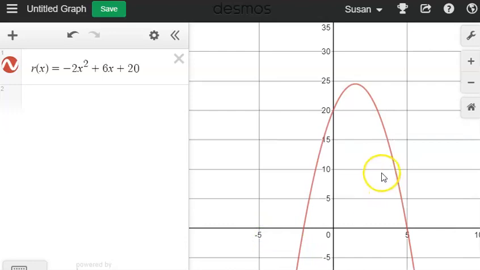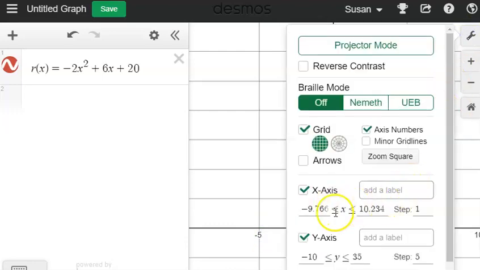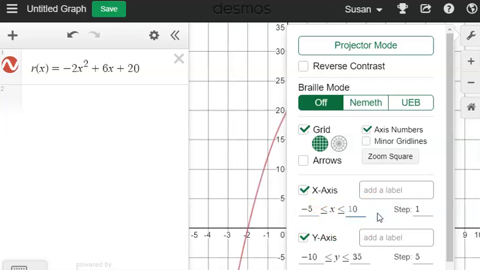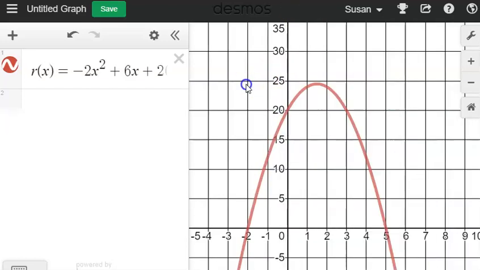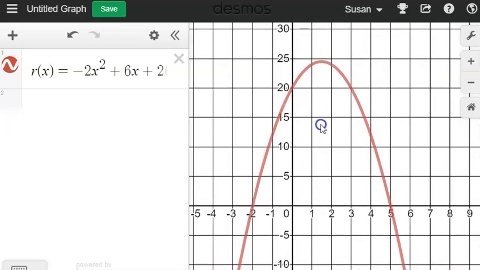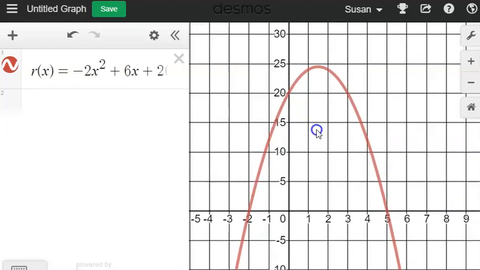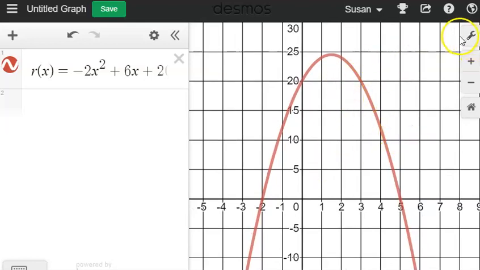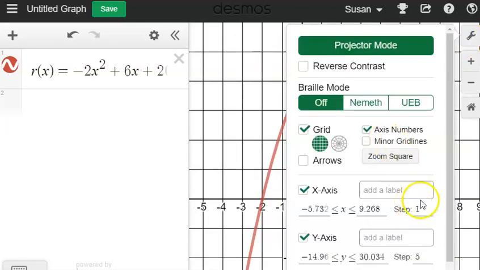Let's see what that looks like. That's okay. My x's should be counting by 1, so let's see if I can change that. Negative 5 to 5, or maybe to 10. That's better. Alright, if you click on projector mode, it'll make everything bolder, so that's kind of nice. Alright, I'm going to drag this around till I get a good looking grid. I don't have my labels on, which is kind of annoying. Let me see if I can put those on.